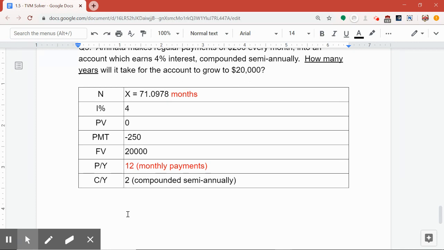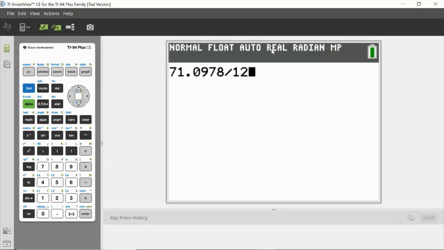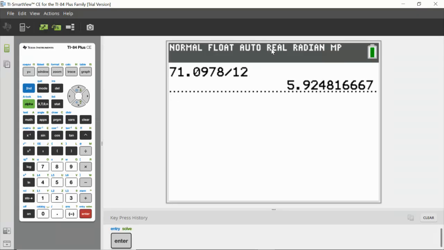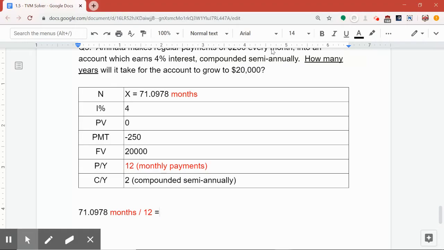So to do that, we'll have to do a short side calculation. So we have 71.0978 months. And if we divide that by 12, this will tell us how many years it will take for that to grow. And this is just a calculation we can do on any calculator. So in doing this, I got 5.9248 years. But this value has to be rounded up, because how many years will it take?